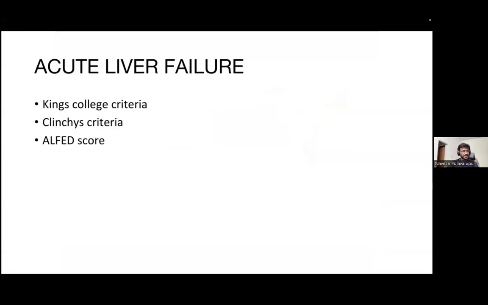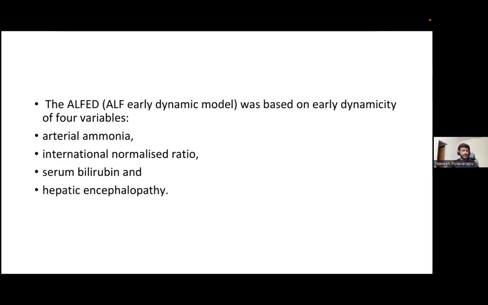And of course, there are exceptions to it, but most of the transplant centers, at least as a referral criteria to refer these patients to the liver transplant center, use King's College criteria universally. So I would recommend all of you to go through the King's criteria and then consider referring these patients for liver transplantation, particularly all the hyperacute and acute liver failure patients.